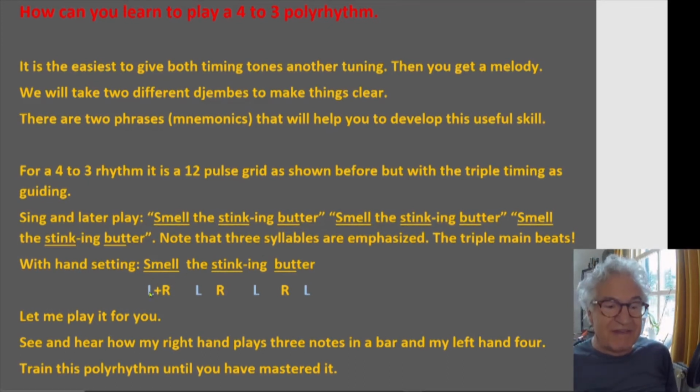With hand setting: smell, left; right, the, left; stink, right; king, left; right, left. So the left hand plays the four beats and the right hand plays the three beats of the triple timing rhythm. So I will show it to you. Train this polyrhythm until you have mastered it.